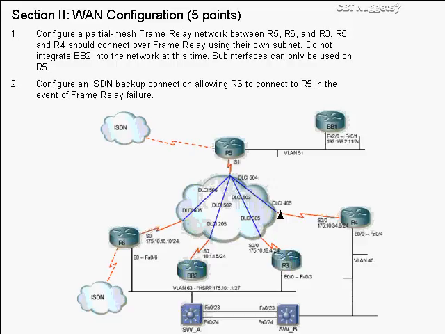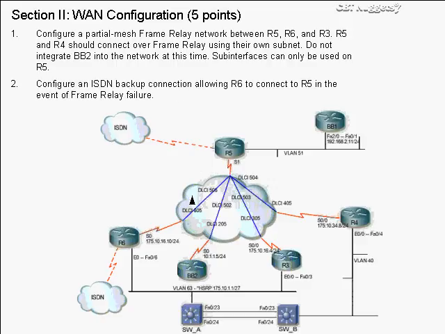Oh, but then it says, do not integrate backbone 2 into the network at this time. That's this guy right here. Sub-interfaces can only be used on router 5. I hate it when they do that. It's something you would never be forced to do in the real world. However, the CCIE exam is going to limit what methods you can use to make all this work.